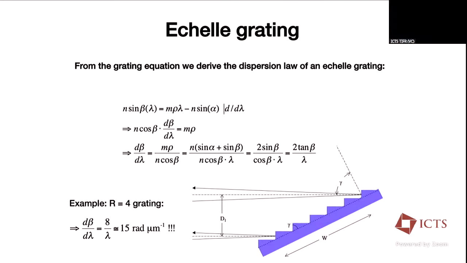How do you decide that? There is one problem: not all groove densities are available on the market, so you have to cope with what you get. But in principle, you can dimension your spectrum to your detector. If you have a rectangular or a square detector, you can choose the number of orders or the groove density to make the spectrum fit best on your detector. Is that okay?